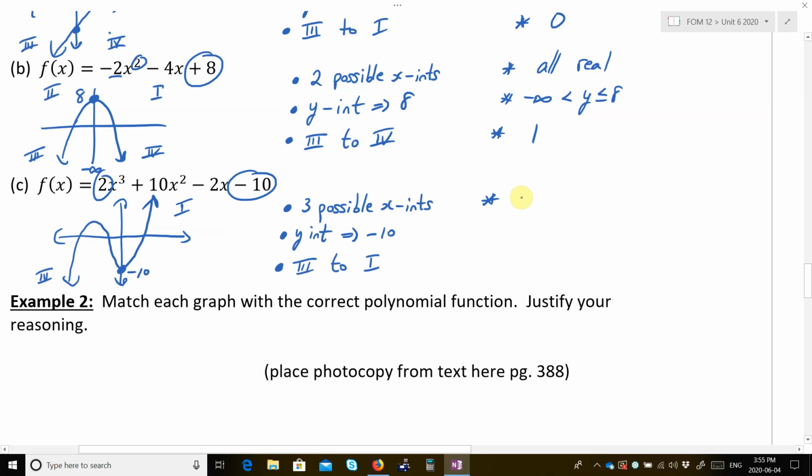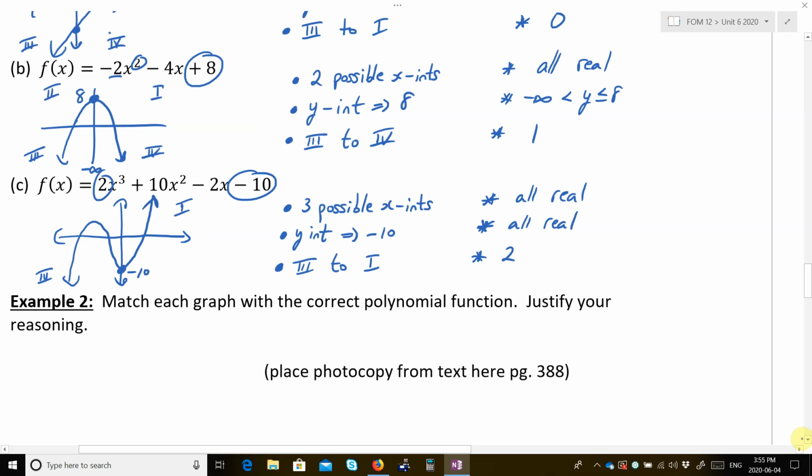The domain of any polynomial is all real. You can see the whole x-axis is covered. The graph goes up forever and down forever, so the whole y-axis is covered. All real. And the number of possible turning points: we've got a turning point here, it goes up to the top of the hill and then switches direction, and then down to this valley and then switches direction, so there's 2 turning points. And that is example 1.